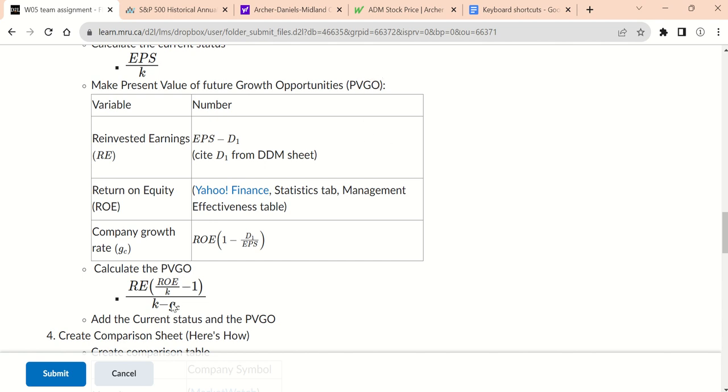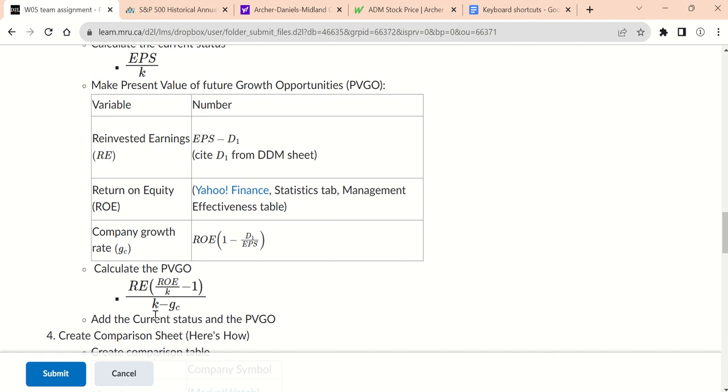Now the problem is that if you look at the formula for PVGO, the reinvestment of earnings multiplied by the return on equity divided by the required return minus 1, divided by the required return minus the company growth. The company growth can be larger than the required return, making the required return not really a valid number. And if it does that, this whole thing goes negative, which doesn't really make sense. If the company is growing so well, it's not negative growth, but mathematically it no longer becomes relevant.